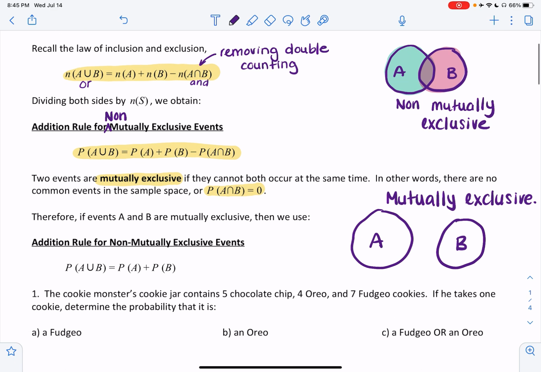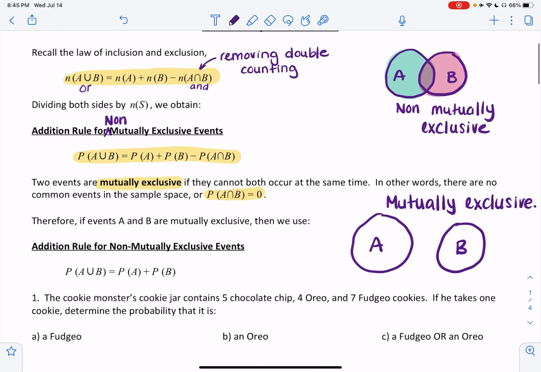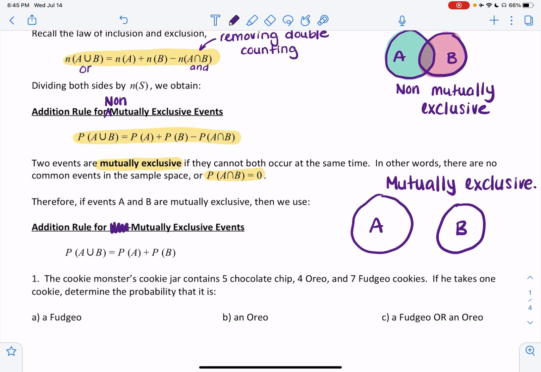So if we have events that are mutually exclusive, I apologize for the typo here, then my probability of A or B is just equal to the probability of A plus the probability of B. And again, that's because when we subtract the probability of A and B, we're just subtracting 0. So we don't need to write that. And this is because there's no overlap, so I can just take the probabilities of both and add them together.